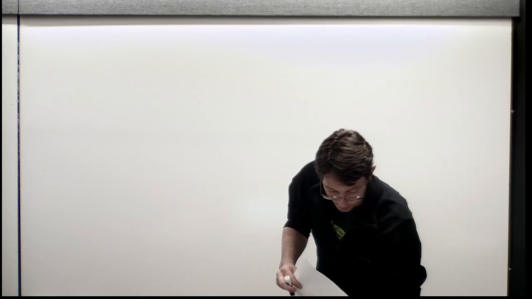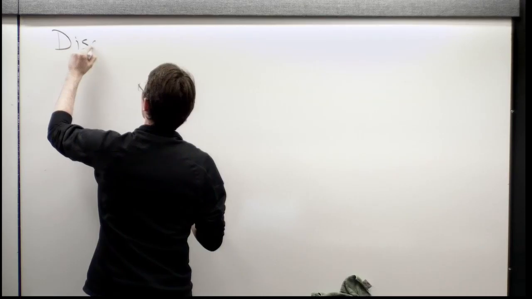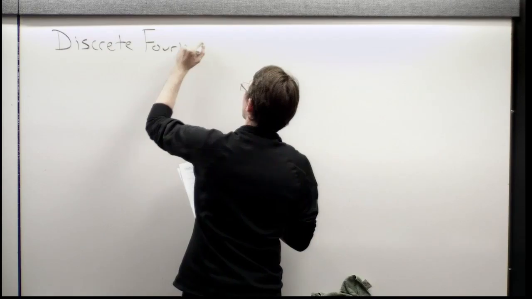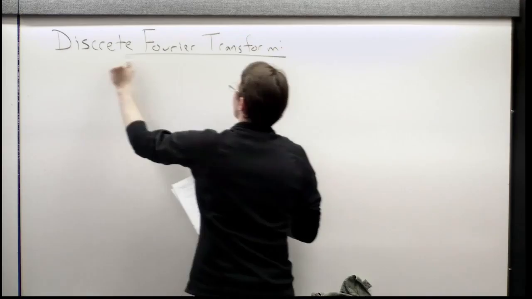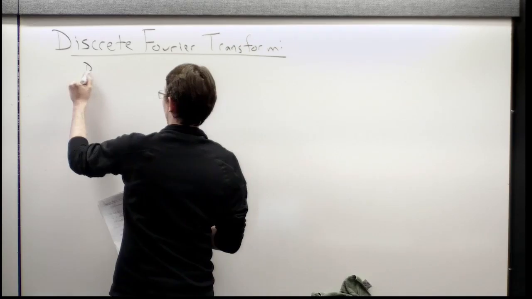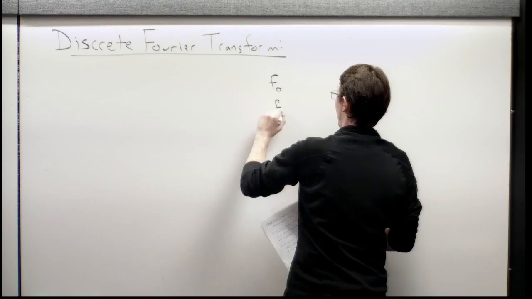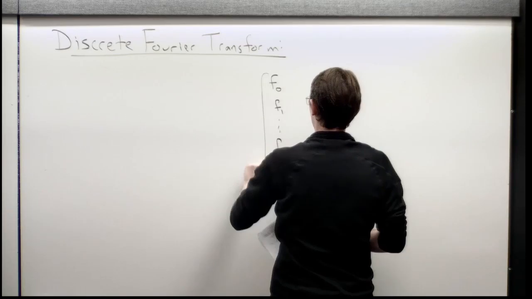given by the discrete Fourier transform. And the basic idea here is that I have some data. Okay, I have data, let's say data F0, F1, F2, dot, dot, dot, all the way to Fn minus 1. This is my data.